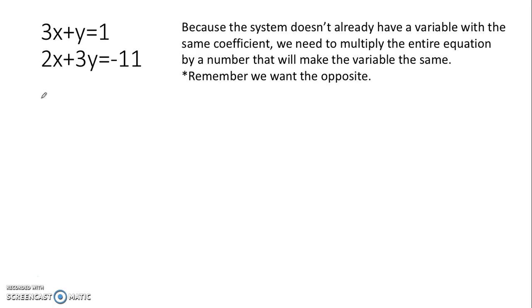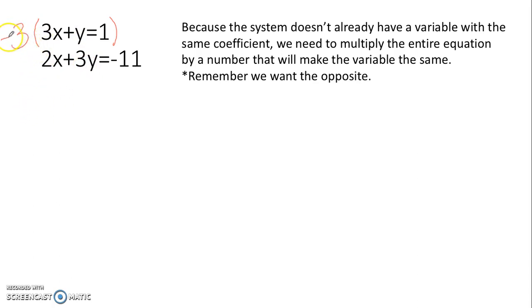And the reason why we want to do that is because we want to get this 3y to be a negative 3y. So if we multiply the whole equation by negative 3, we will have our equation set up the way that we want it. All right, so let's go ahead and do that. We want to multiply this entire equation by negative 3. And once again, the reason why we want to do that is because we want to get one variable in each equation of the coefficients to be the same.